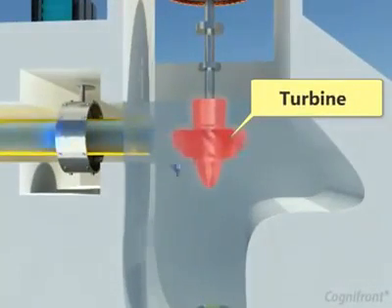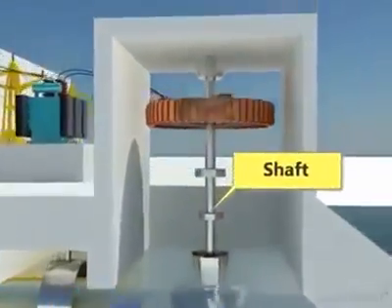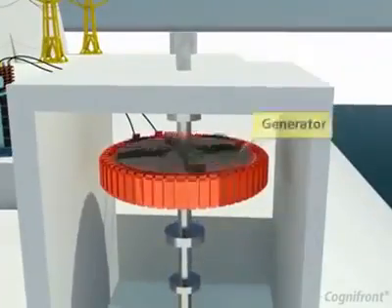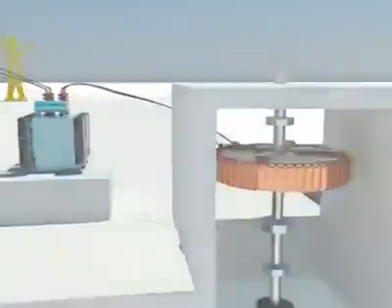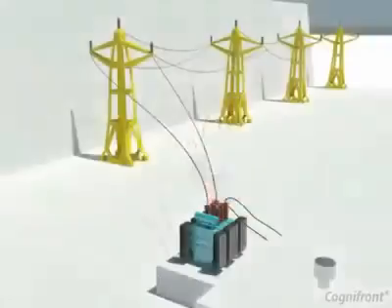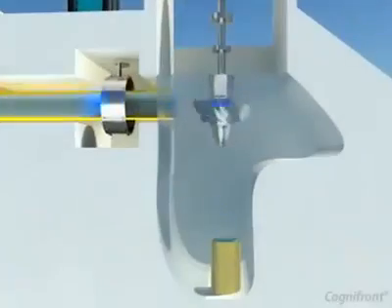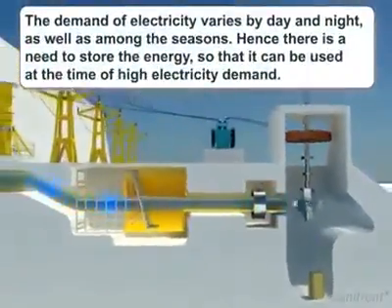Due to the force of water, the turbine starts rotating, due to which mechanical energy is produced. The shaft from the turbine is connected to the generator. Therefore, the generator produces the electricity. The voltage of this electricity is raised by using a transformer and is transferred by the distribution lines. After running the turbine, the water is passed to the downstream water level by draft tube.